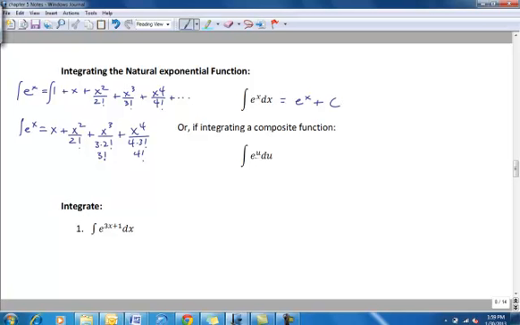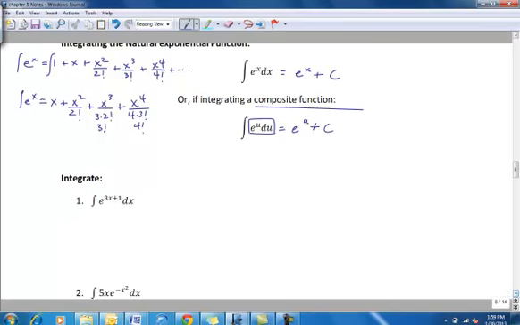Okay, and then if you have the composite scenario, kind of like reversing the chain rule, you're going to get e to the u plus c. But remember that this pattern, the integral of e to the u du, sometimes is a little more challenging than what might first appear. You're going to have to either do u substitution, or you're going to have to fix the problem with the chain rule.